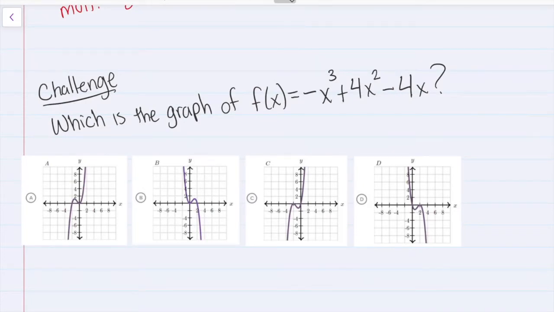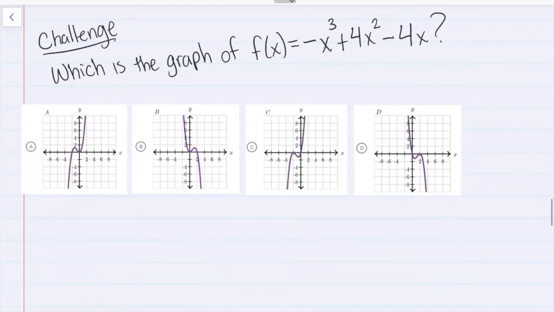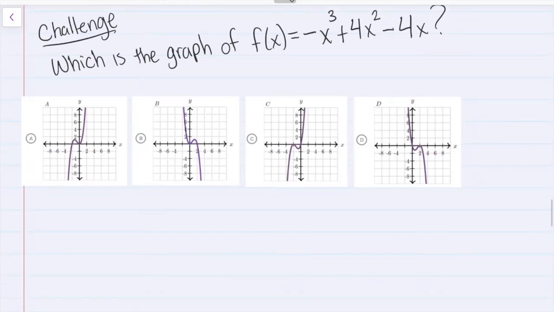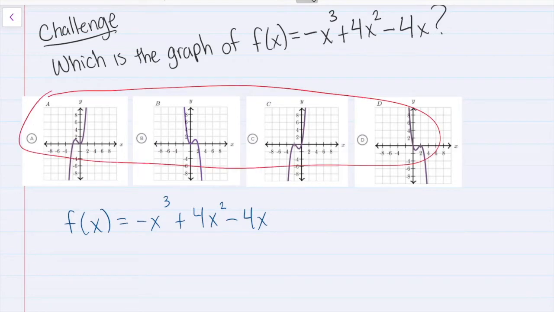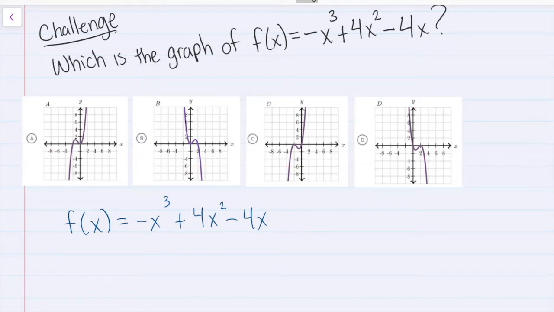Okay guys, so today we're going to look at multiplicity and how to find zeros using more complicated polynomials. So we have the following: f of x equals negative x cubed plus 4x squared minus 4x. Before we find whether our graph is A, B, C, or D, we need to find the zeros.